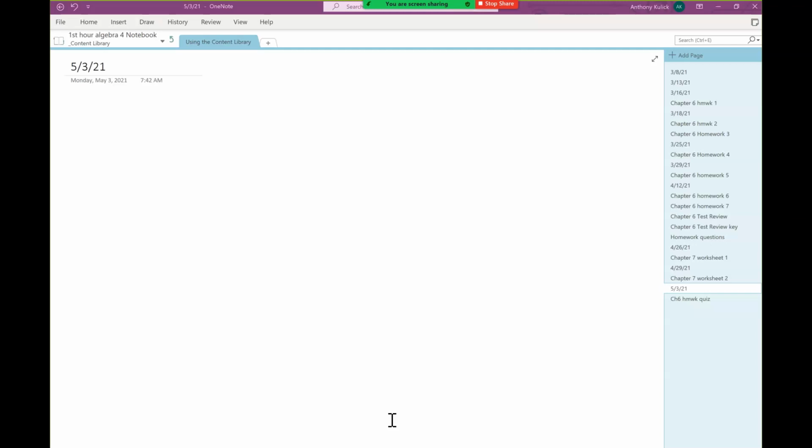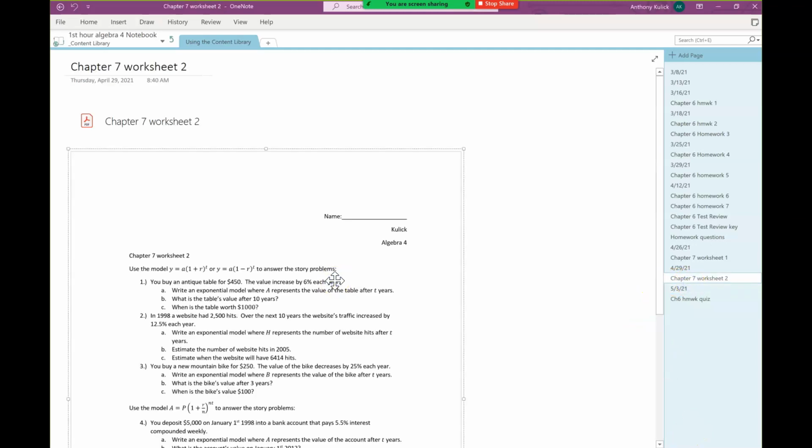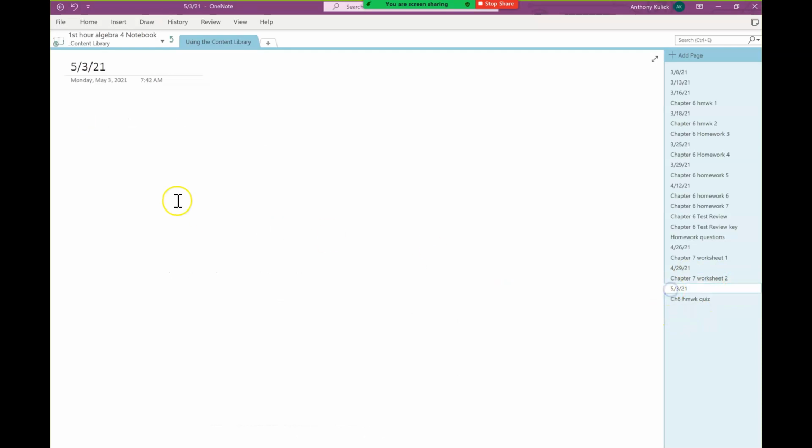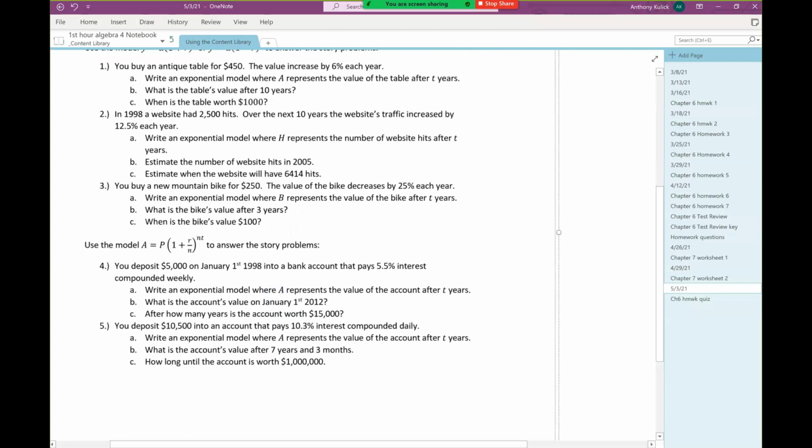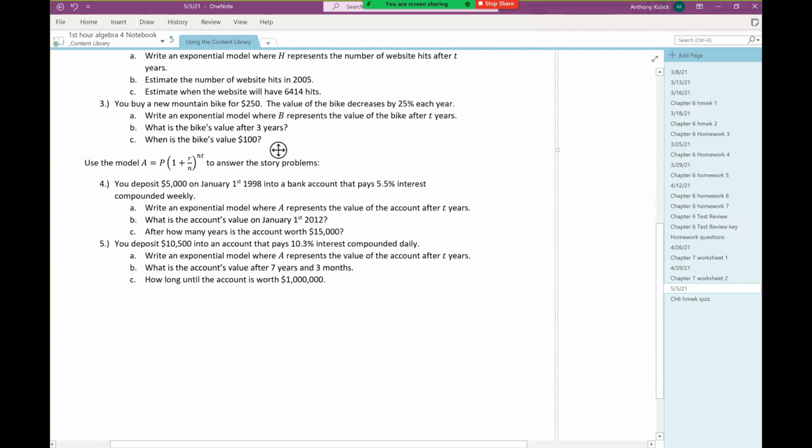Fraser? Would you go over 4 and 2? So here I tell you to use the compound interest model. It says you deposit $5,000 on January 1st, 1998 into a bank account that pays 5.5% interest compounded weekly. Write an exponential model where A represents the value of the account after T years. So A and T are going to be my independent and dependent variables.